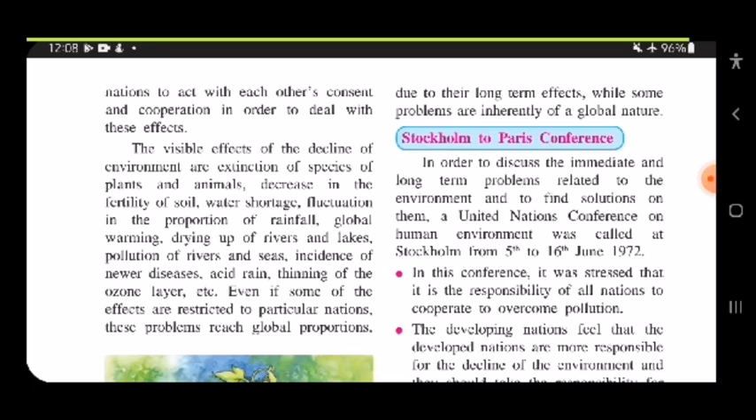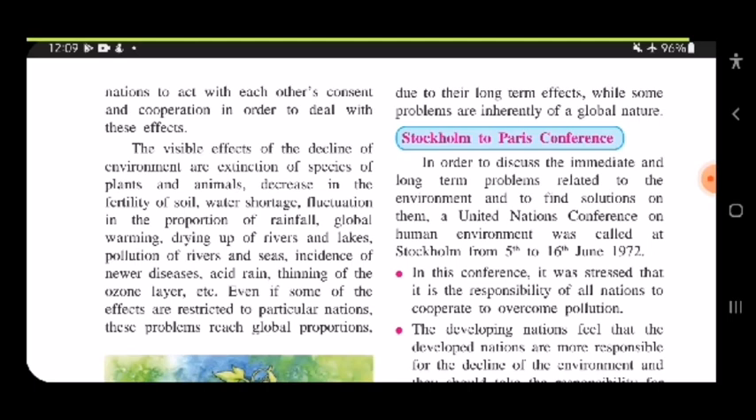Decrease in the fertility of soil. Just now, as I told you, if you put a large amount of chemical fertilizers, the quality of the soil decreases. Then you are not able to grow crops properly. Then there is water shortage, fluctuation in the proportion of rainfall, global warming, and drying up of rivers and lakes, which we have seen in certain places, some years back in Rajasthan, where the rivers were getting dried up. Then there is the incidence of newer diseases, acid rain, thinning of the ozone layer, etc. These are all the problems which we are facing.